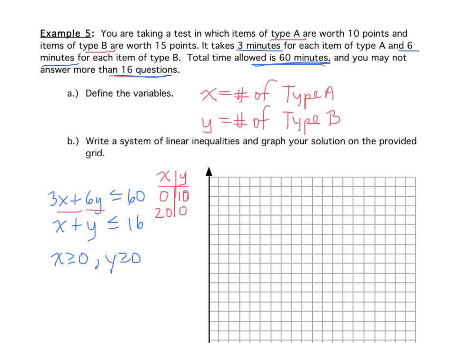When I go to do my second one, my x-intercept is going to be 16 when y is 0, and my y-intercept is also going to be 16 when x is 0. So this tells me that my x-axis has to go up to at least 20, and my y-axis has to at least go up to 16. So we could probably scale them about the same.